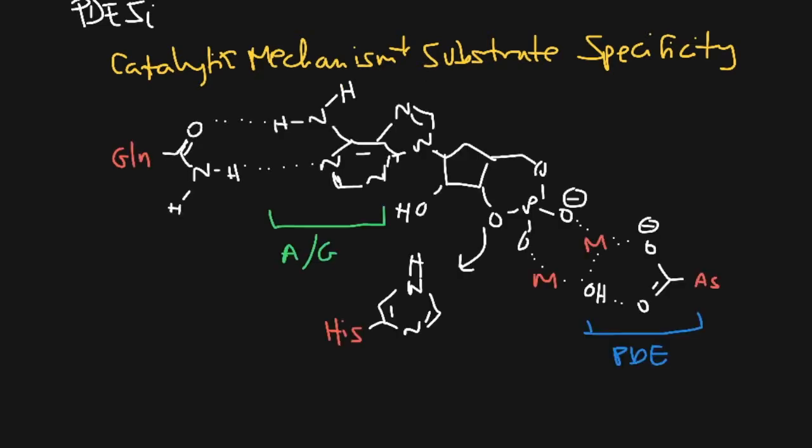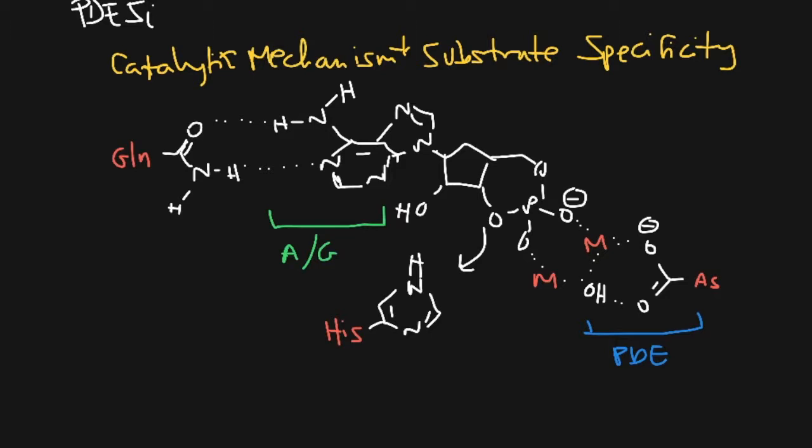So first thing Dr. Zhang wants us to know is the catalytic mechanism and substrate specificity. So in English, what this means. Okay, so there are three important parts to this mechanism. There's the glutamine, there is the nucleotide base, so adenine or guanine, and the PDE5 part, and maybe 4, the histidine part. So the first part is the glutamine.